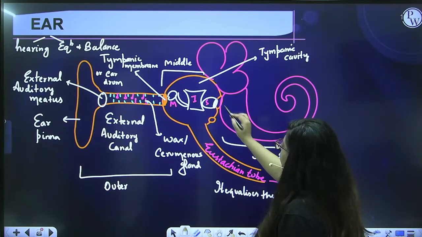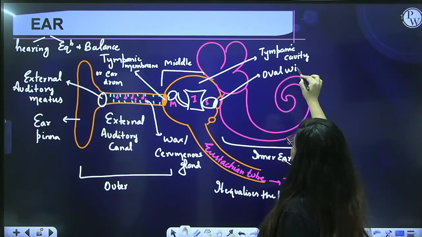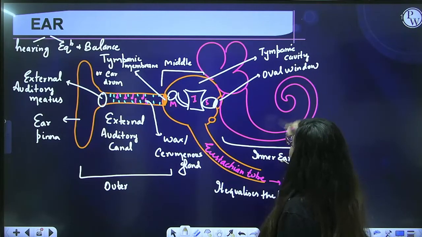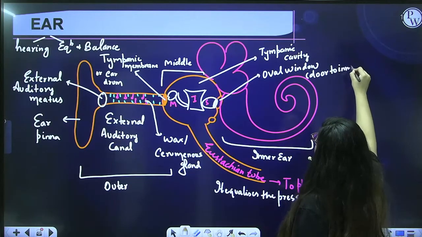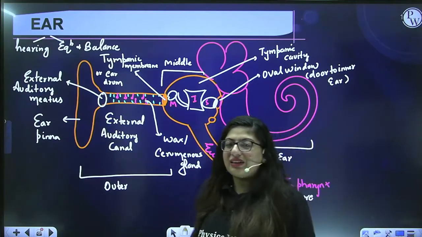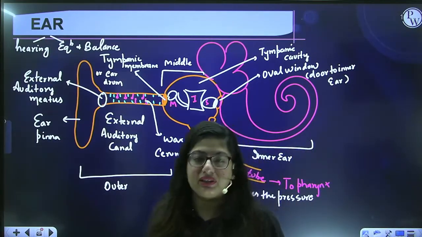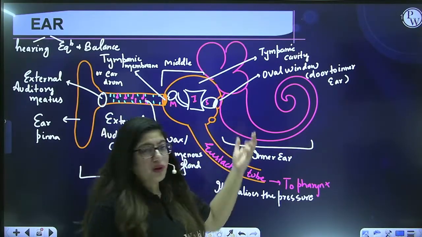And then there is a small window known as the oval window. This oval window opens to the inner ear. You call it the door to the inner ear. The inner ear is present in the form of a labyrinth. What is a labyrinth? Bhul Bhulaiya, right? It is present in the form of a labyrinth.